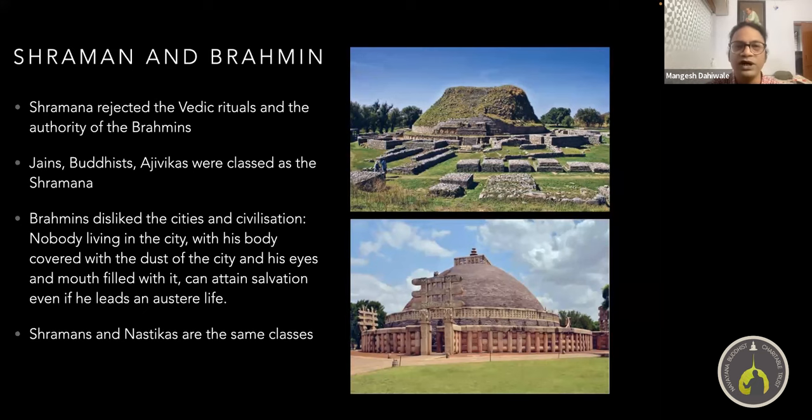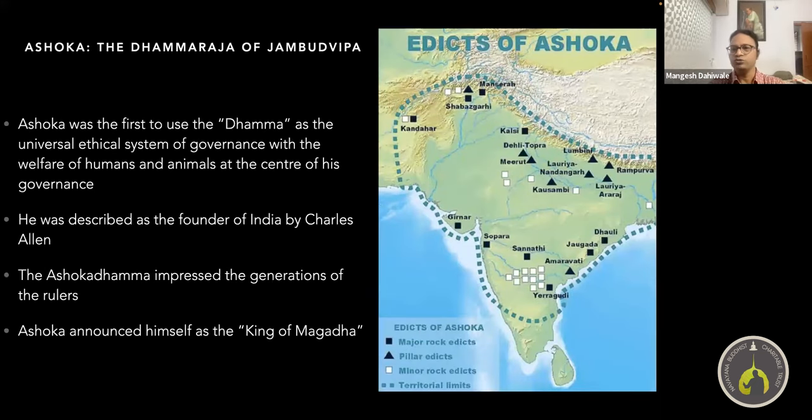So these are very important points to bear in mind as we go on exploring the discovery of Ashoka. Ashoka was, of course, the Dhamma Raja of Jambudvip. And Ashoka was the first in the history of the Indian subcontinent to use the word Dhamma as the universal ethical system of governance with the welfare of humans and animals at the center of his governance. There are now a lot of debates over the use of the word Dhamma or Dharma. But in the sense of the universal paradigm, Ashoka was the first to use Dhamma.